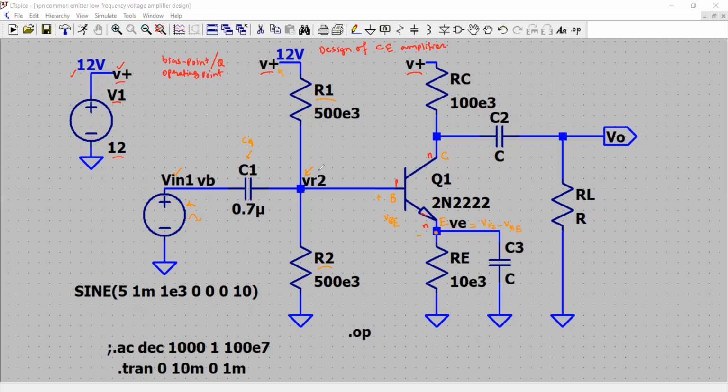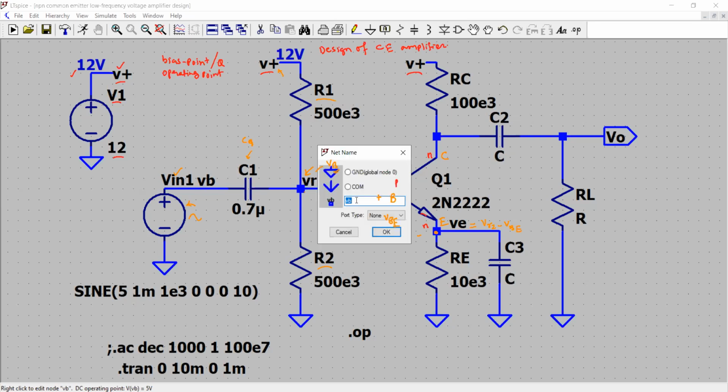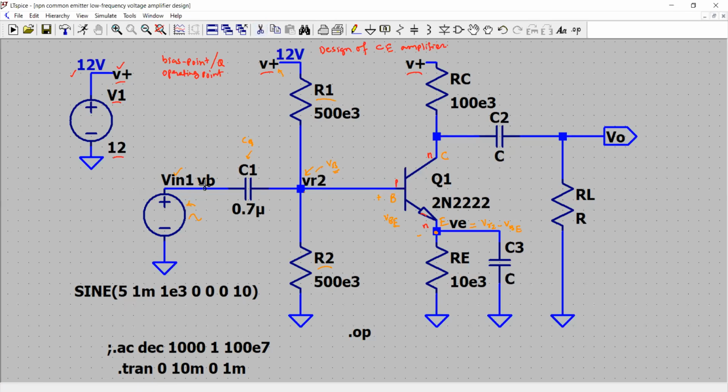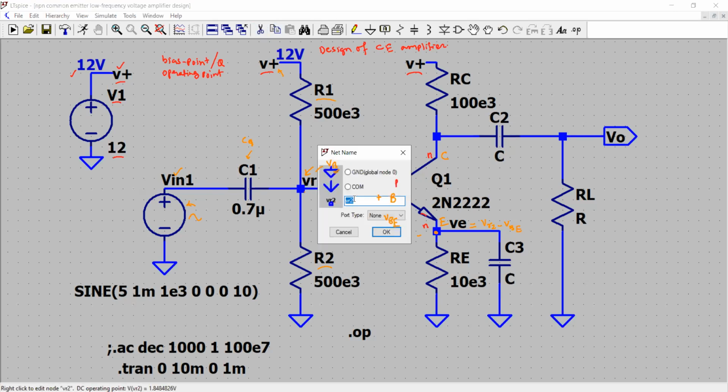I can also call it the base voltage VB, but I have named it VR2. Why not just name it VB? That's much better, because here also you have used a different name. So just right click, and let's rather just cut it, and then just click this net and call it VB.